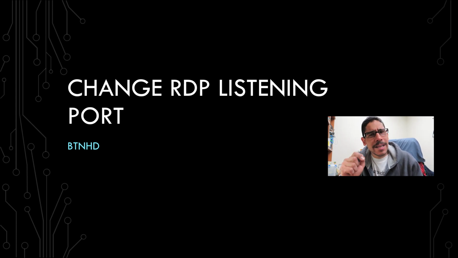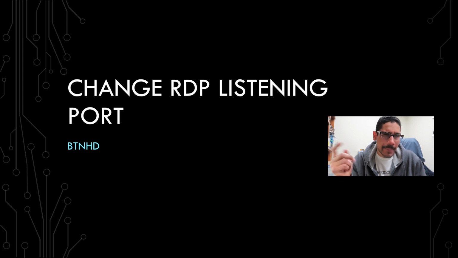Today I'm going to show you guys how to change your RDP listening port. By default, the port is 3389, which is super common, but what happens if you want to change it so no one would know what port to listen to remote into your machine?